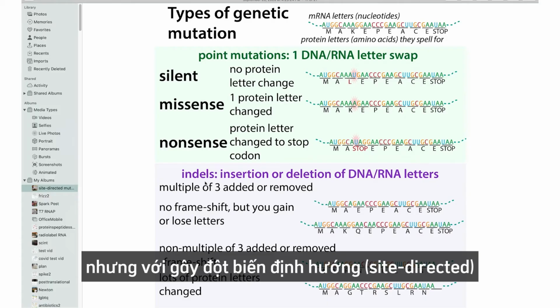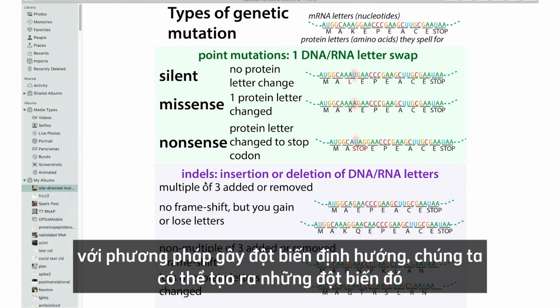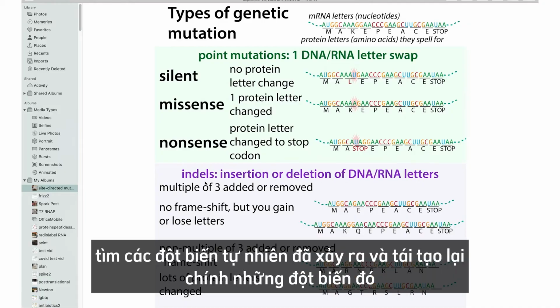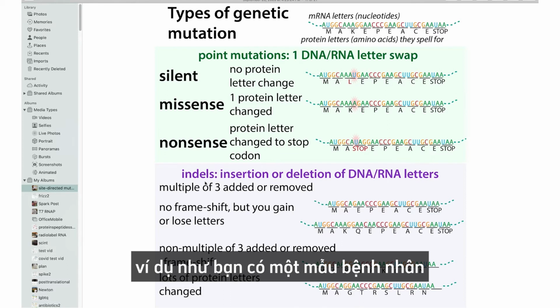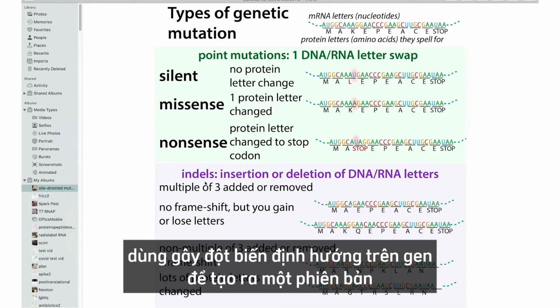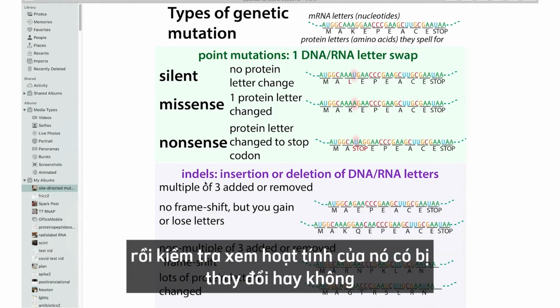But the thing with site-directed mutagenesis is we can make those mutations specifically. We could also find natural mutations that occur and recreate those mutations. So say you have a patient sample and they have this mutation in the gene for a protein, then we can use site-directed mutagenesis to make a version of that protein that has that same mutation, and then test if its activity is altered.